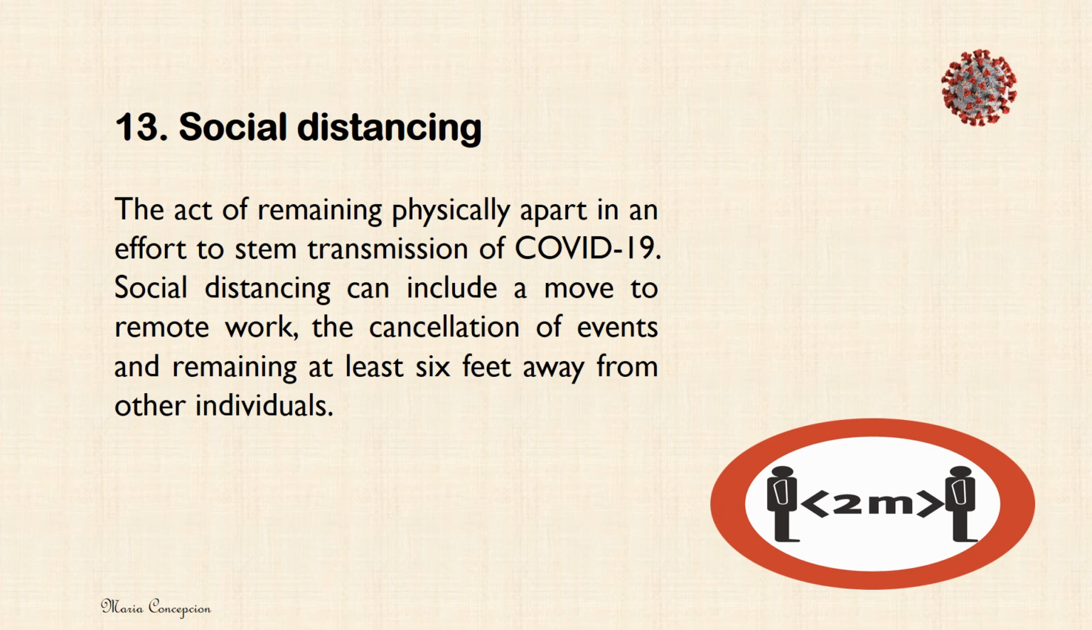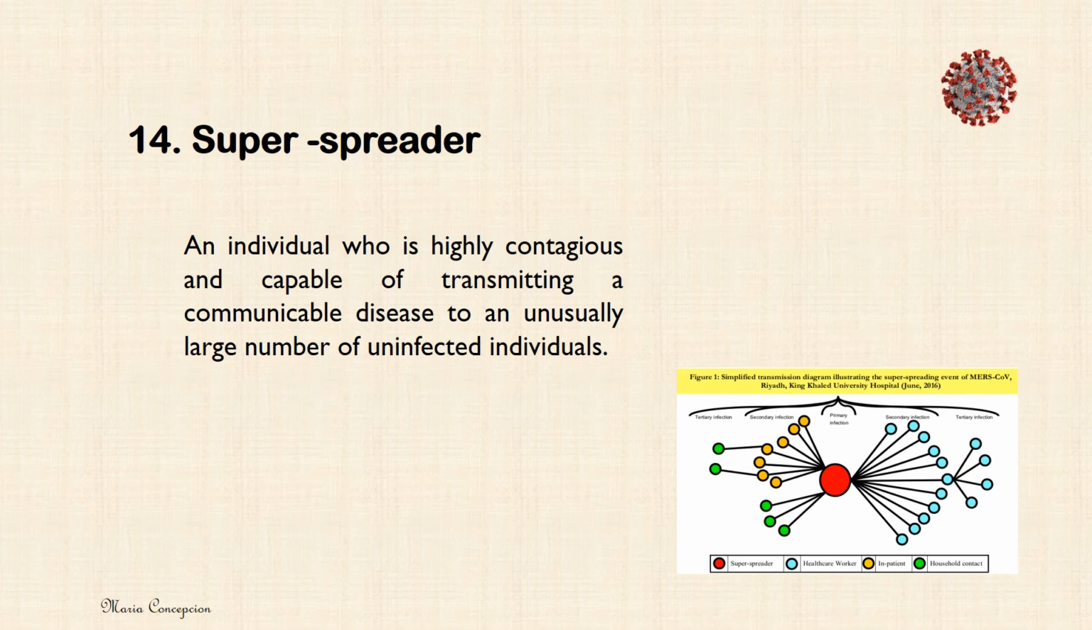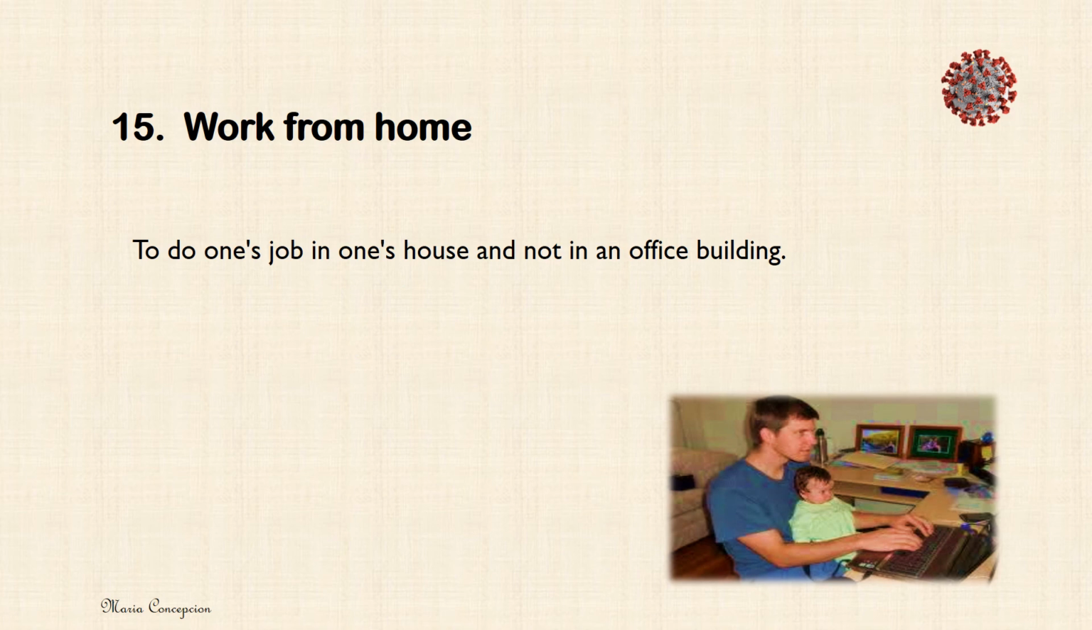Social distancing. The act of remaining physically apart in an effort to stem transmission of COVID-19. Social distancing can include a move to remote work, the cancellation of events, and remaining at least 6 feet away from other individuals. Super spreader. An individual who is highly contagious and capable of transmitting a communicable disease to an unusually large number of uninfected individuals. And finally, the last term, work from home. To do one's job in one's house and not in an office building.